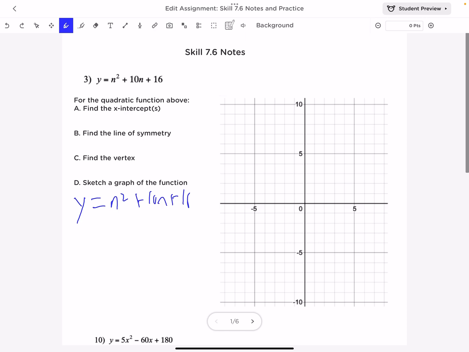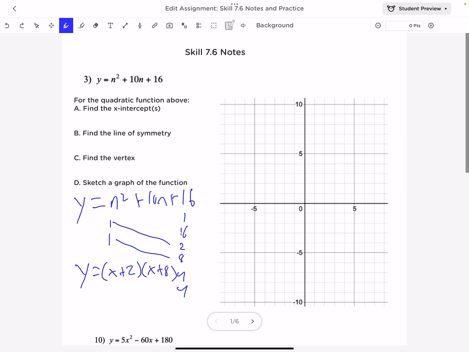Now there is no common factor in this case, but I want to write out, remember when we go back to factoring, write out the factors of 16. So in this case 16 is like 1 and 16, 2 and 8, 4 and 4. And I'm looking for a combination that will equal 10. In this case, it's like 2 and 8, like this. And so what we would get is y is equal to x plus 2 times x plus 8.